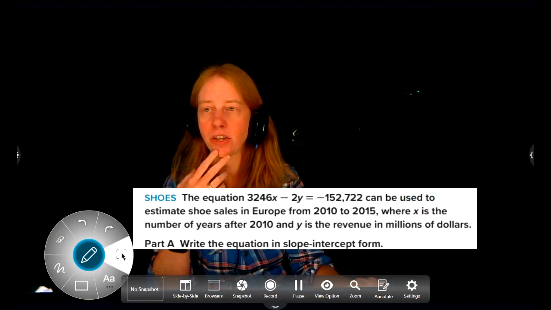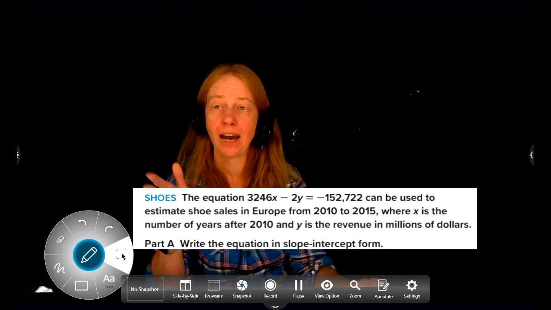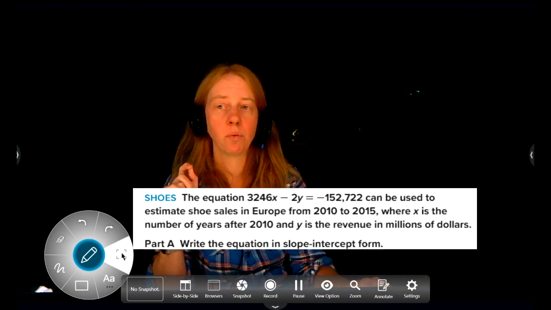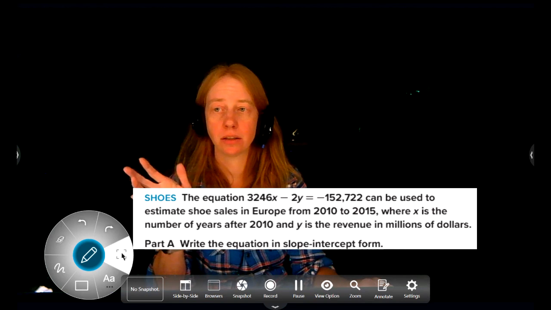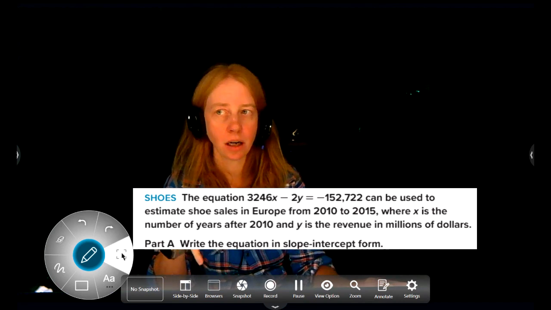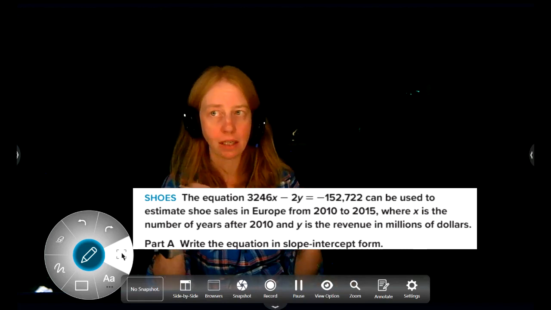So here's what it says. The equation 3,246x minus 2y equals negative 152,722. Okay, so that equation can be used to estimate shoe sales in Europe from 2010 to 2015, where x is the number of years after 2010 and y is the revenue in millions of dollars. So part A is write the equation in slope-intercept form. So let's start with just writing the equation in slope-intercept form. Then we'll talk about more of what it means.